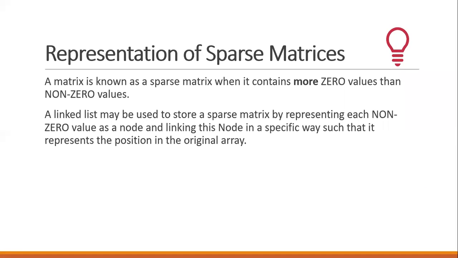So a linked list may be used to store a sparse matrix by representing each non-zero value as a node and linking these nodes in a specific way so that they represent the position in the original array. This is very important, because if we use the first method, linearization, we just get the values, but we are never able to understand where in the matrix they are stored. Whereas in either the method of vectorization or the linked list, you can also store the position, that is, the row and column in which they are located.